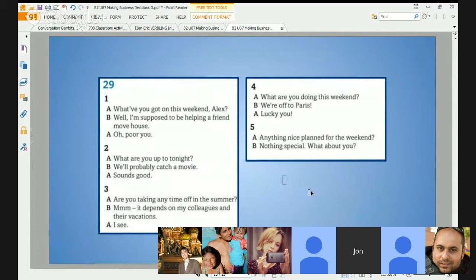1, asking about plans. 2, responding. And 3, reacting. Okay? So let's go through it. Number 1, what's your key phrase and what would you label it in number 1? Speak freely.